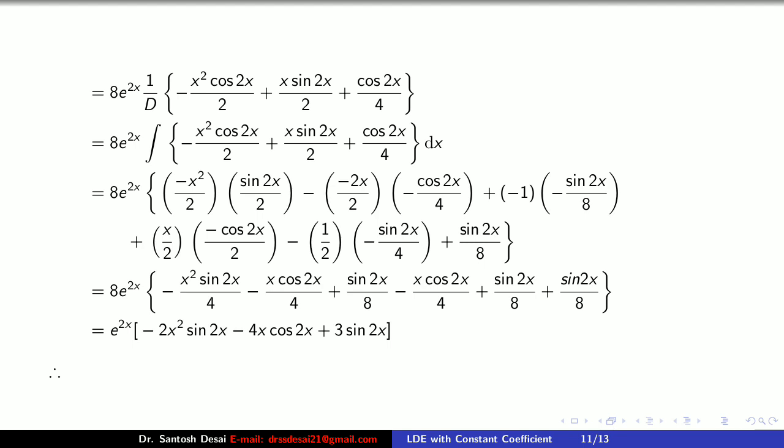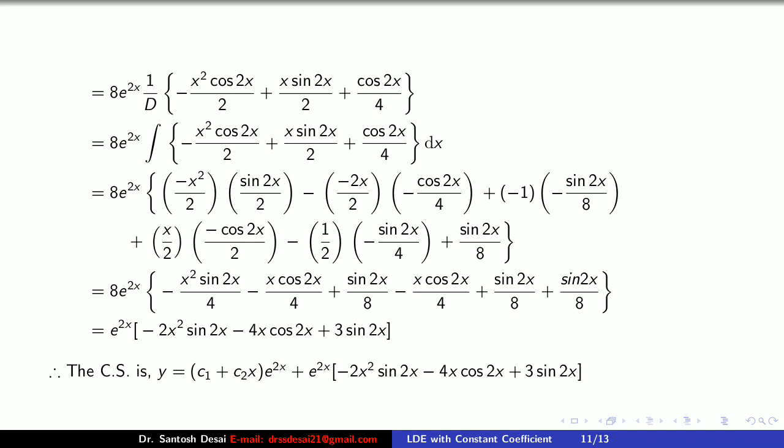And therefore, the complete solution is y is equal to (c1 plus c2 x) e raised to 2x plus e raised to 2x into (minus 2x square sin 2x minus 4x cos 2x plus 3 sin 2x). So this is the required solution of the given equation.